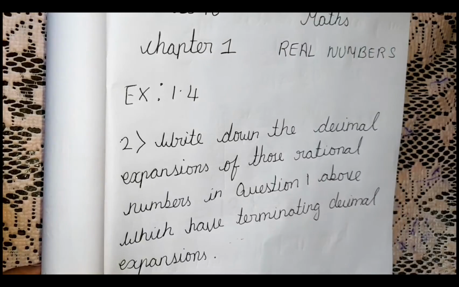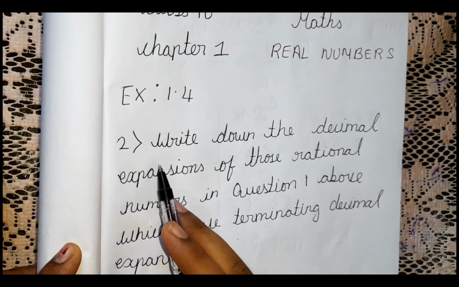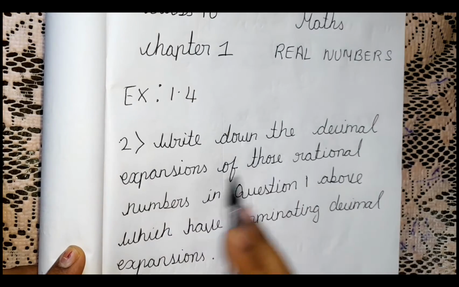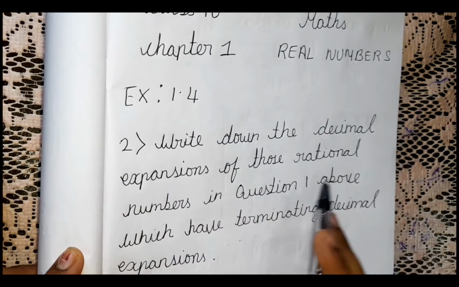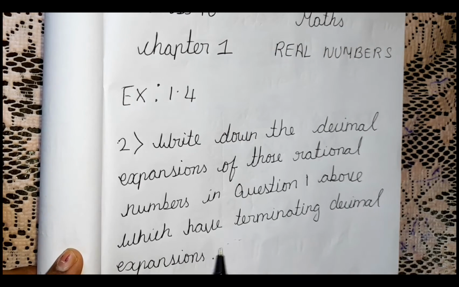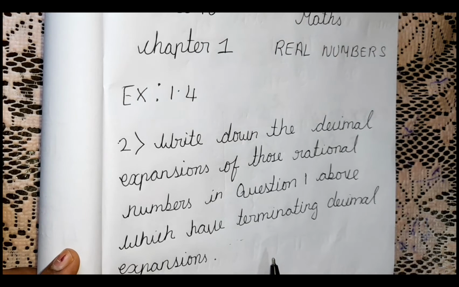Today we are going to be solving exercise 1.4 second question. Now let's read the question. The question is, write down the decimal expansions of those rational numbers in question 1 above which have terminating decimal expansions.